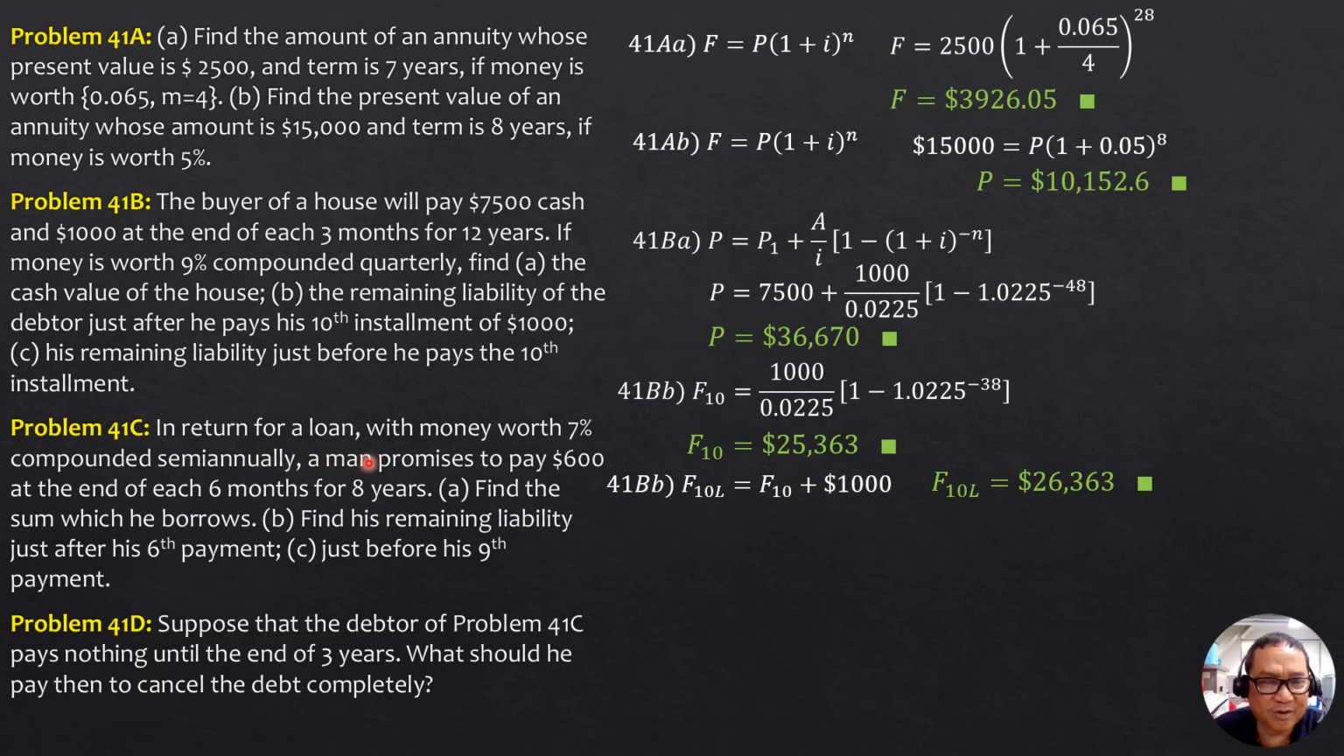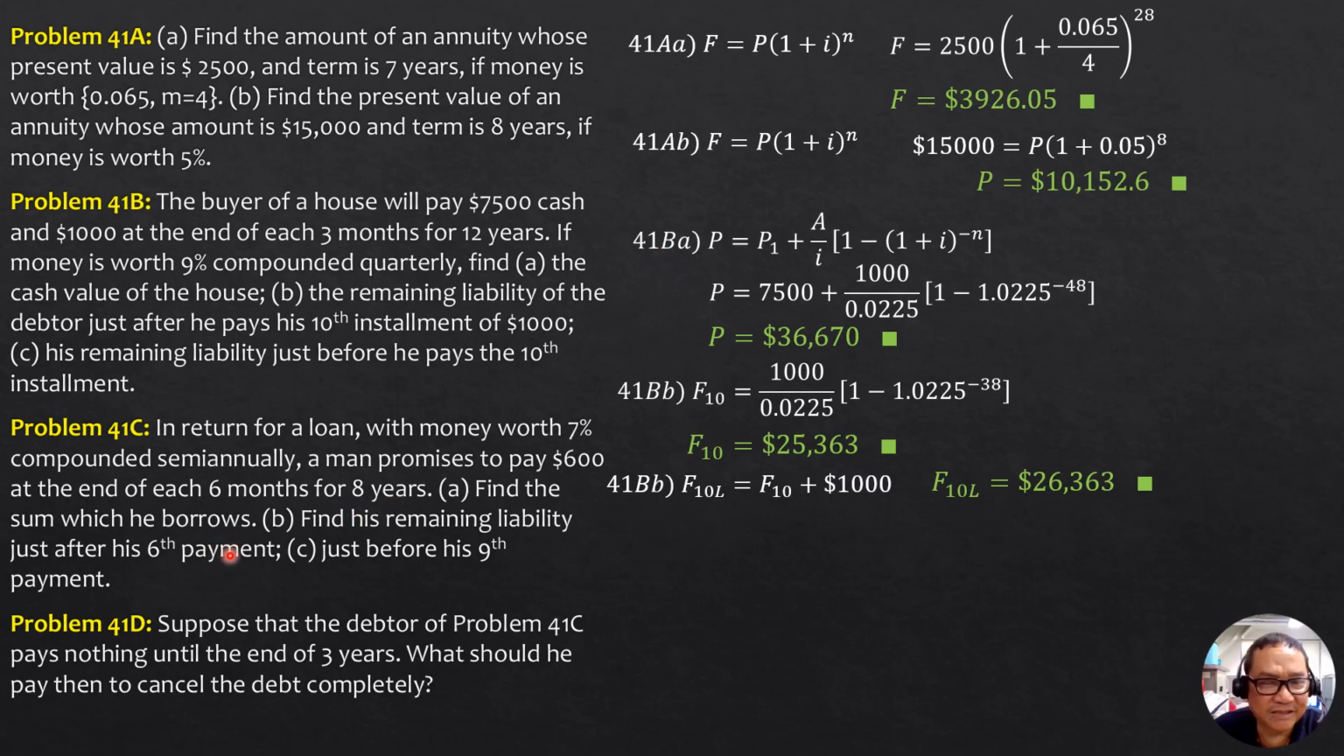In return for a loan with money worth 7% compounded semi-annually, a man promises to pay $600 at the end of each 6 months for 8 years. Find the sum which he borrows. So find the present worth of this semi-annual annuity of $600. Then find his remaining liability just after the 6th payment. This is similar in sense to 41B.